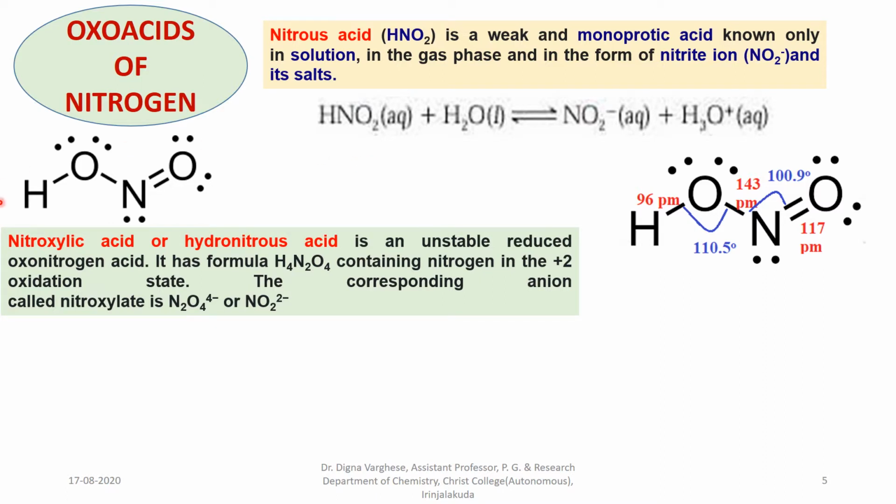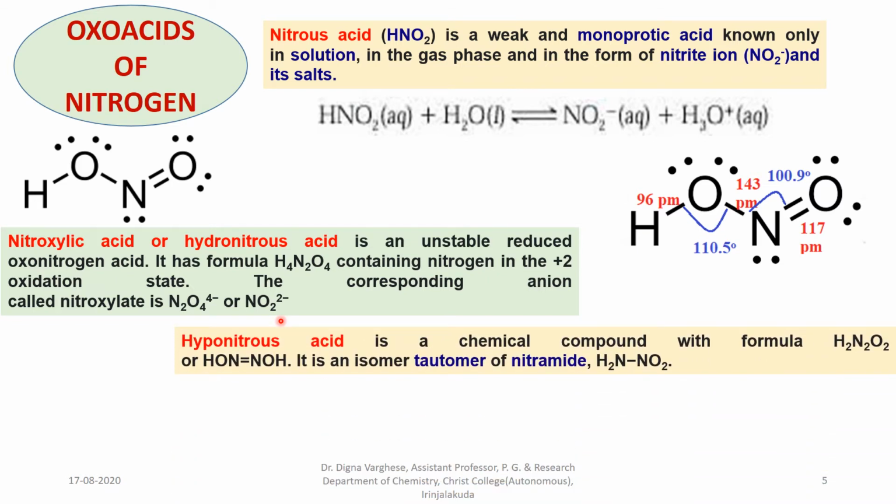The next oxoacid of nitrogen is nitroxylic acid or hydronitrous acid, which is an unstable acid. It has the formula H4N2O4, containing nitrogen in the +2 oxidation state. The corresponding anion is called nitroxylate, that is N2O4 4 minus or NO2 2 minus, NO2 twice 2 minus.